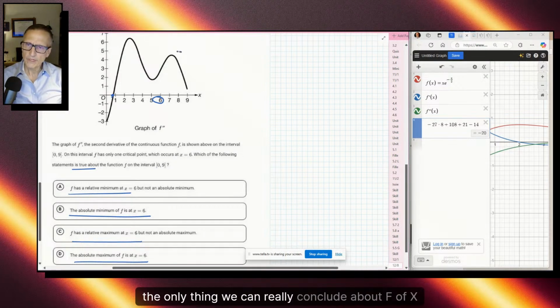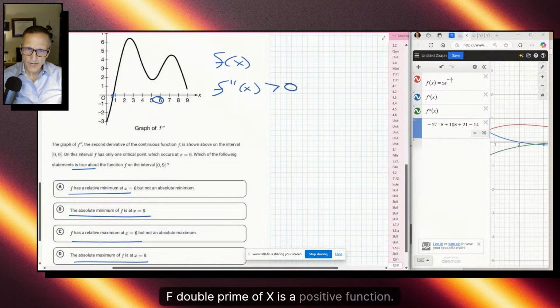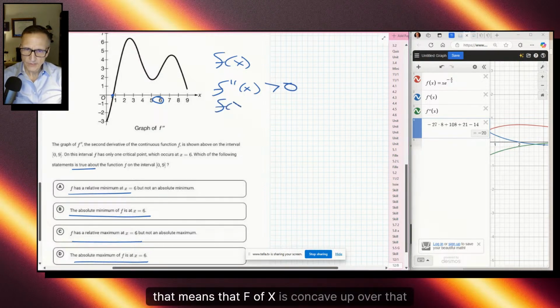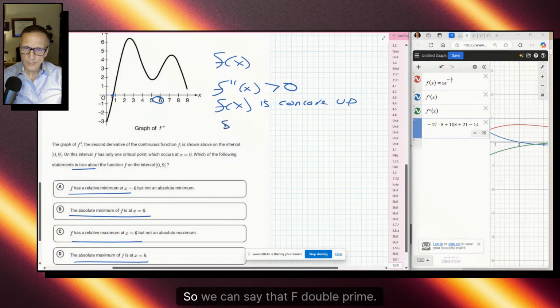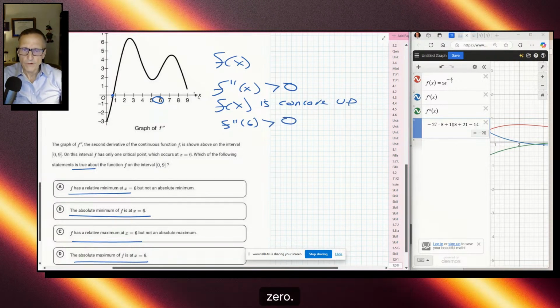Well, the only thing we can really conclude about f of x from its derivative function is this. We could say that certainly over this interval from about 0.8 over to 9, f double prime of x is a positive function. Therefore, that means that f of x is concave up over that interval. So we can say that f double prime, we're looking at the graph, right? f double prime of 6 is certainly greater than 0.